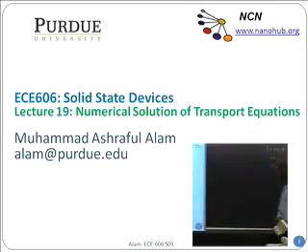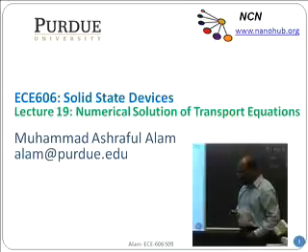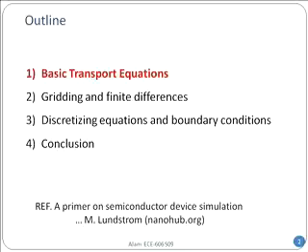So let me get started. This is lecture 19 on numerical solution of transport equations. As I have mentioned to you already, there are essentially 3 or 5 transport equations, depending on how you count it. One is the Poisson equation, 2 continuity equations, and each continuity equation is complemented by a drift and diffusion component, these 5 equations. And in the last class, we discussed how to solve the problem analytically.